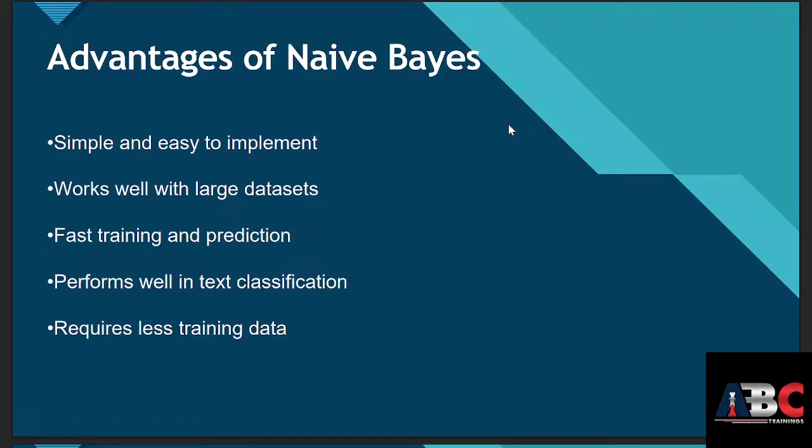Advantages and disadvantages of Naive Bayes. First, the advantages of the Naive Bayes algorithm in machine learning. The Naive Bayes algorithm is one of the most widely used classification algorithms in machine learning. It is popular because of its simplicity, efficiency, and good performance in many practical applications, especially in text-related problems. Below are some of the major advantages of the Naive Bayes algorithm.